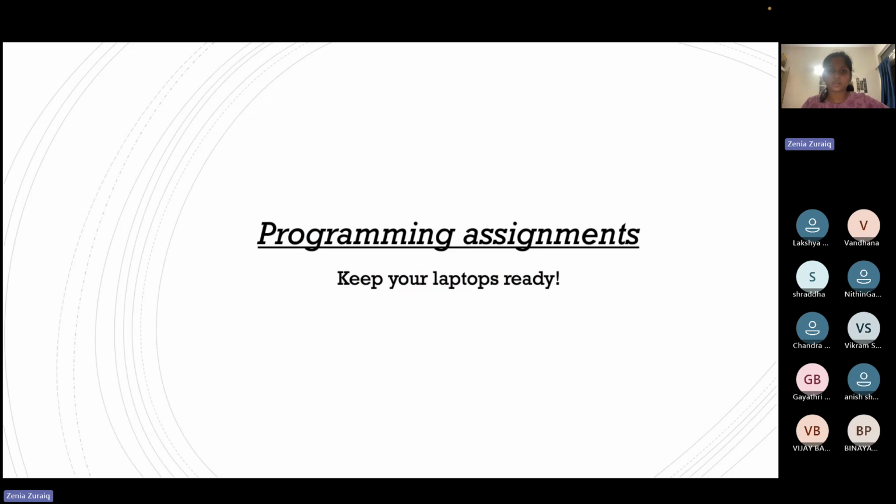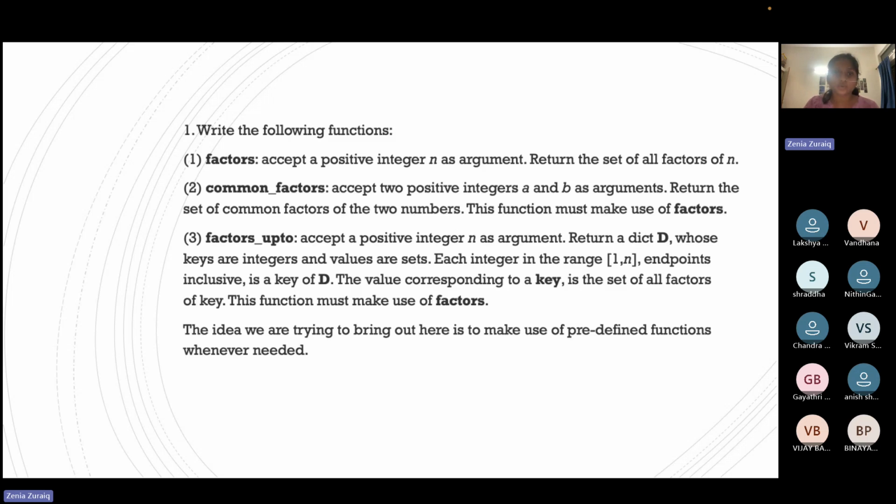So let's go to the programming assignments now. I hope there were no more questions in that part. Okay, so here's the first question for today. I'll give you 10 minutes. Try to write this. Here you're asked to write the following functions.